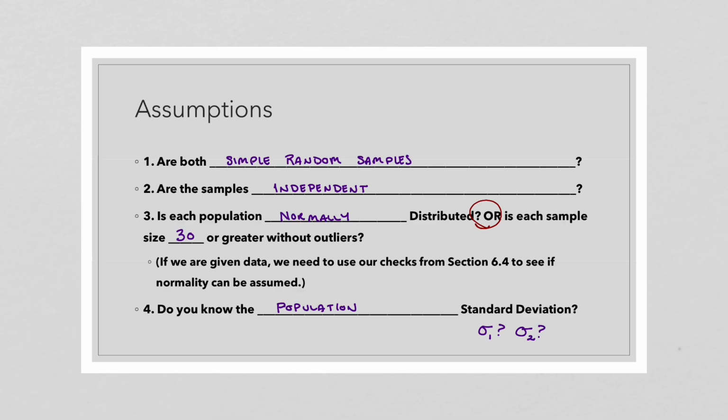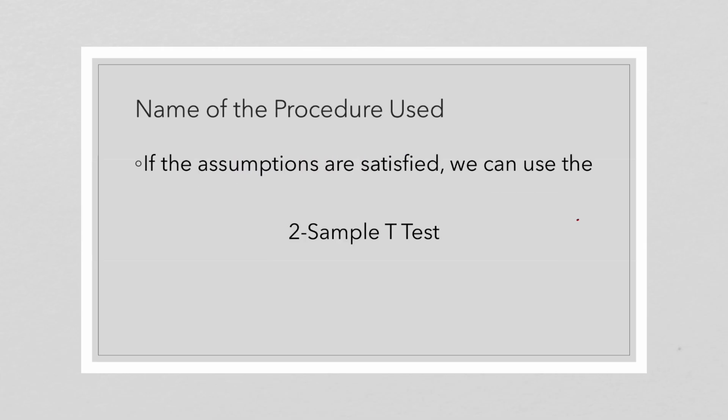So now that we've gone through our assumptions, and let's assume that everything looks good, this means that we're going to be able to name our procedure. And again, like I said, since you're most likely not going to know the population standard deviations for your groups, this means that you're going to use a 2-sample t-test. Again, just to really highlight this, this is because you most likely don't know your sigmas.